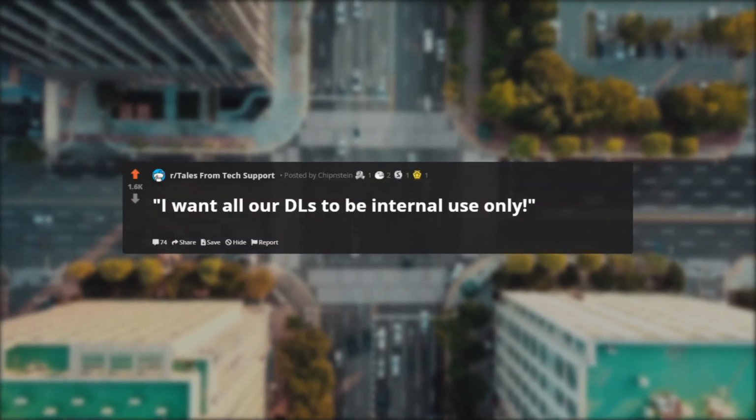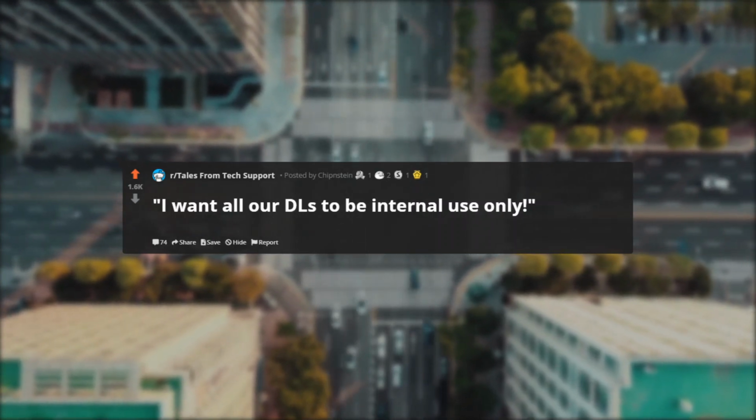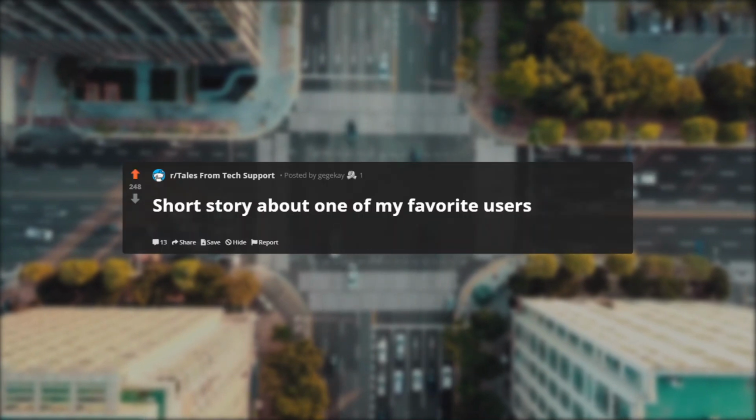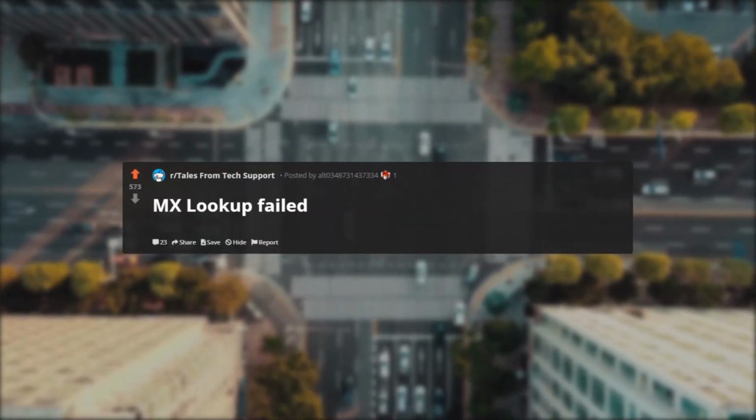In today's episode, I want all our DLs to be internal use only. Short story about one of my favorite users. MX lookup failed.